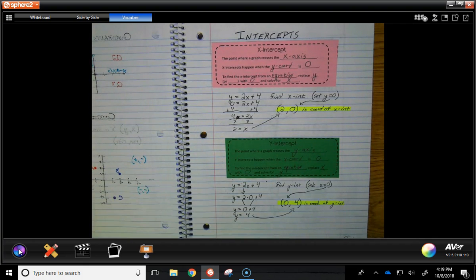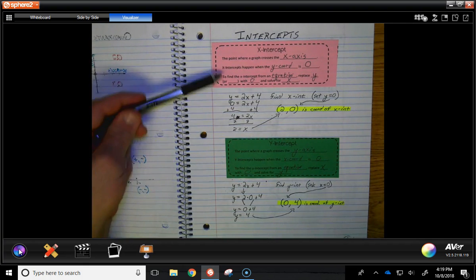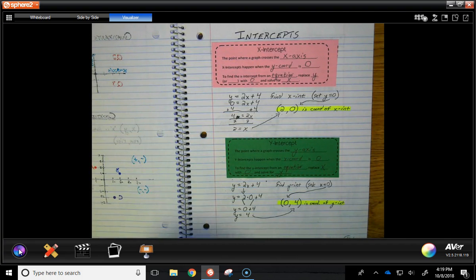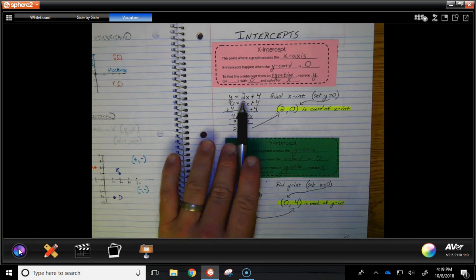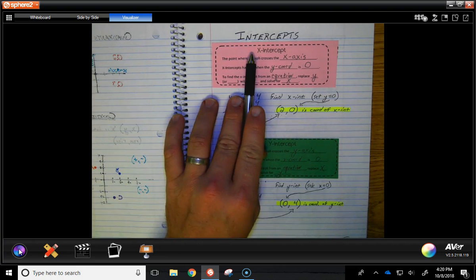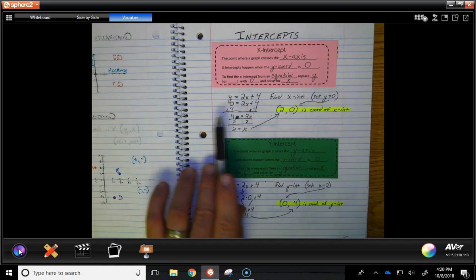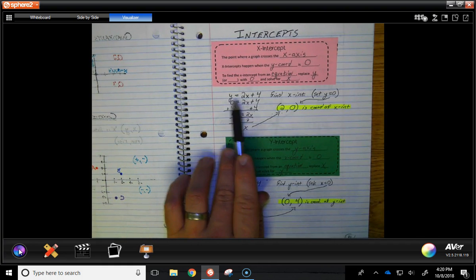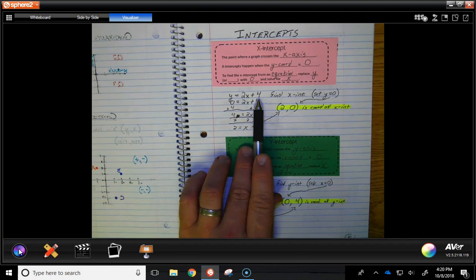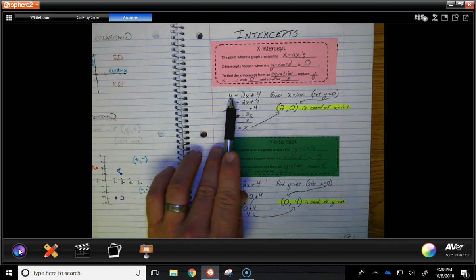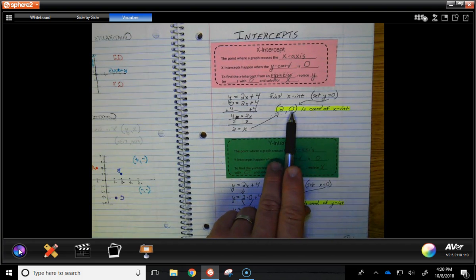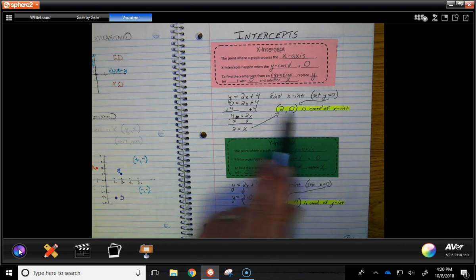We talked about intercepts. We should have glued these in. Remember, if you need to pause and copy this down, you can. To find the x-intercept, we set y to 0. So if we had the equation y equals 2x plus 4, I make my y 0, like I did here. Set y to 0, so automatically in my coordinates I have a 0. And then I solve the equation.